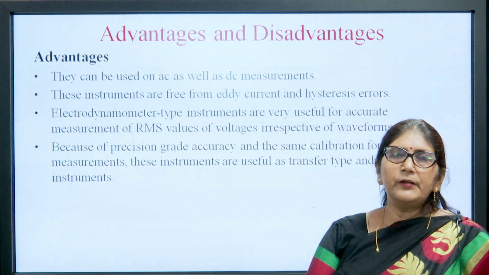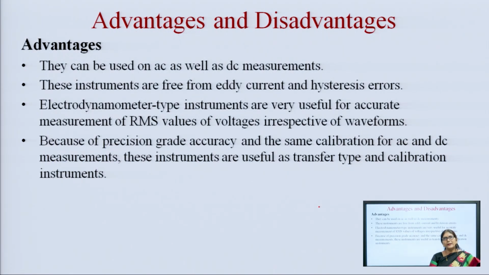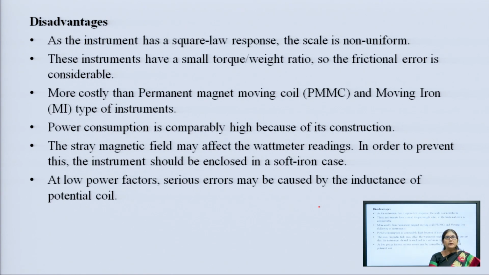Now the advantages. With this instrument we can measure in AC and DC, and it is free from eddy current and hysteresis loss because we are not using electromagnetic damping. And we can accurately measure the RMS value irrespective of the waveform, whether it is triangular, sine or cosine waveform, it will give the exact RMS value. And precision and accuracy are also the same. So, if we measure an AC or DC quantity, it will give the accurate value of that.